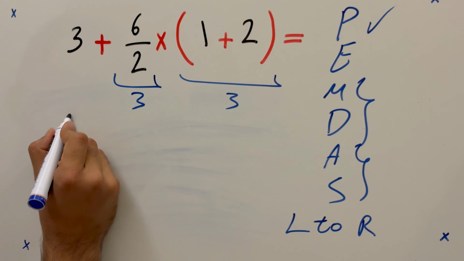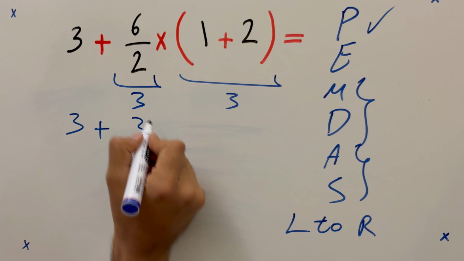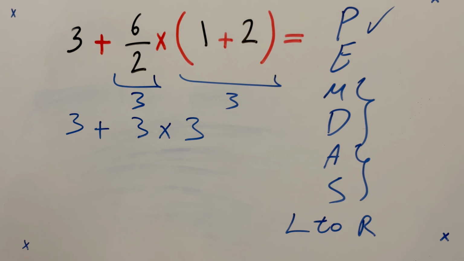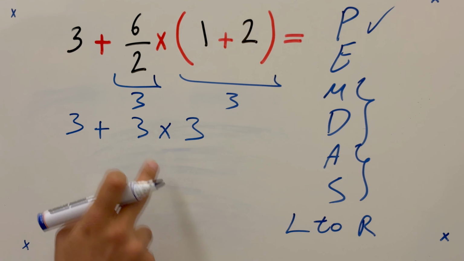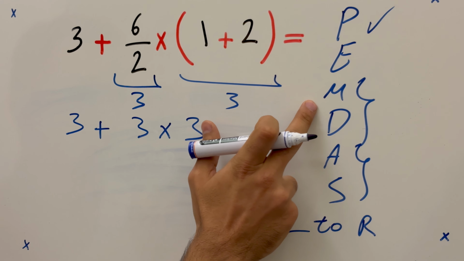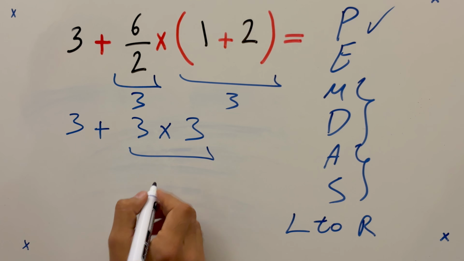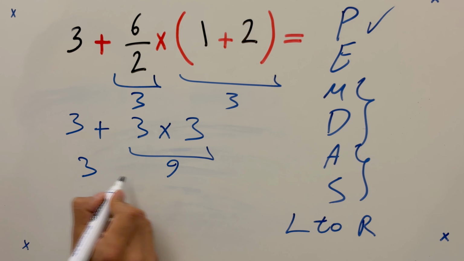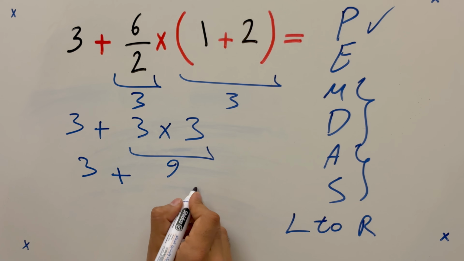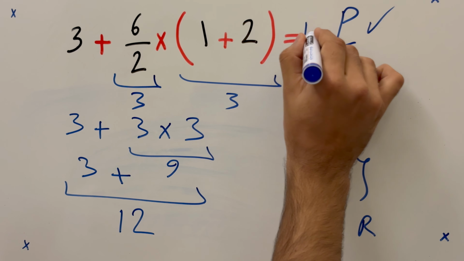Now, we have 3 plus 3 times 3. Okay? Now we have addition and multiplication. Multiplication is first. So 3 times 3 gives us 9, and 3 plus 9 equals 12. So the answer is 12.